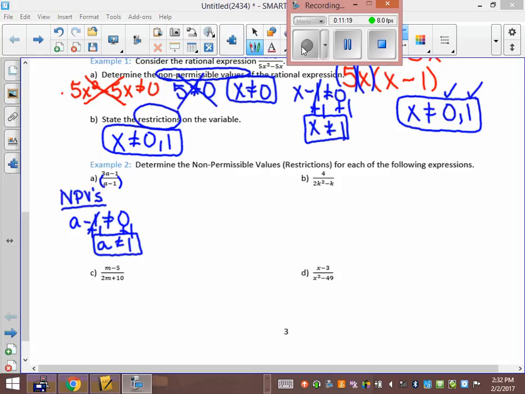B, 4 divided by 2k squared minus k. What's the very first thing I'm going to have to do? Look at my denominator and say GCF or difference of squares. Nope. Yes. It's a GCF. What can I take out? K. So in the denominator, I'm going to have k outside. 2k squared divided by a k is 2k. Minus k divided by k is 1.